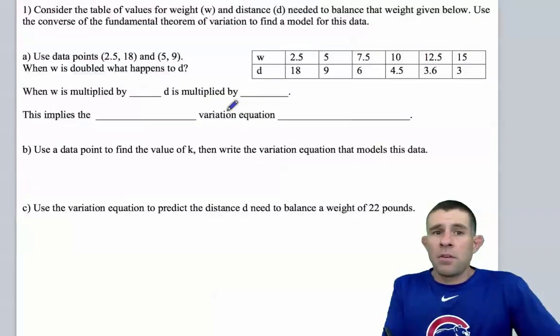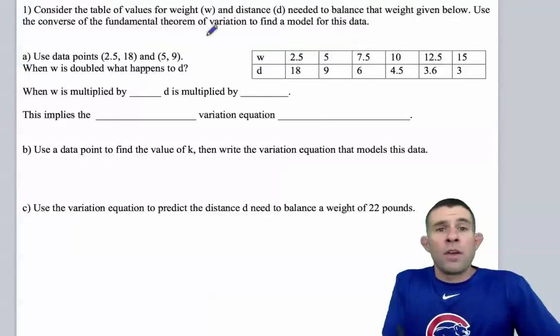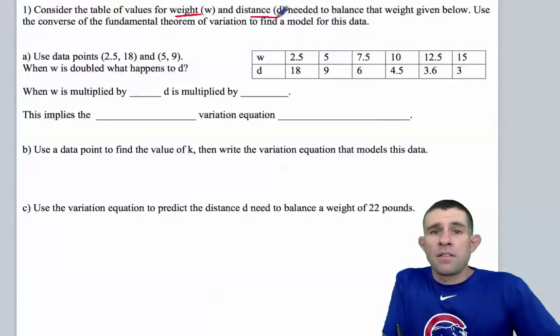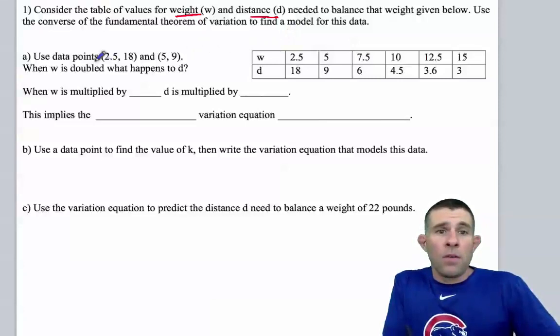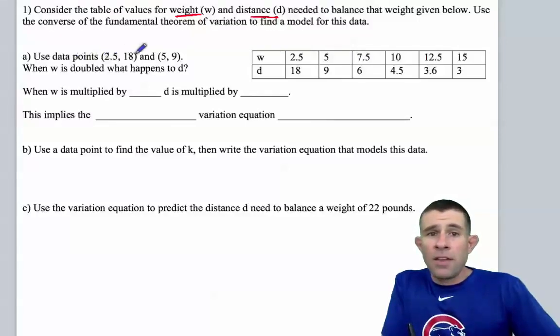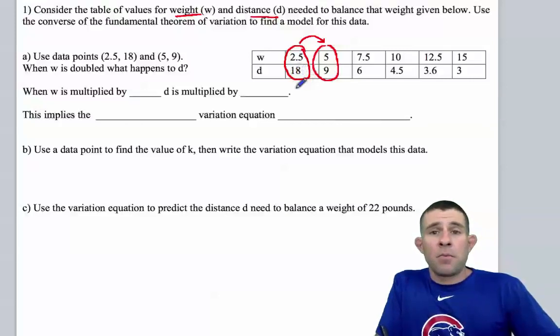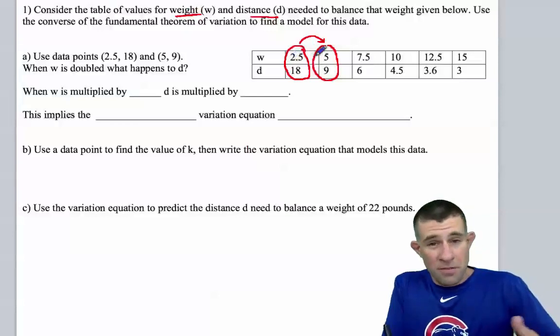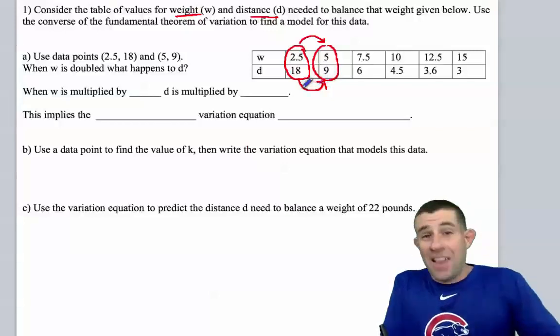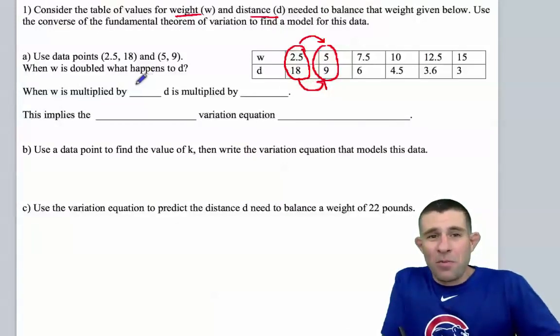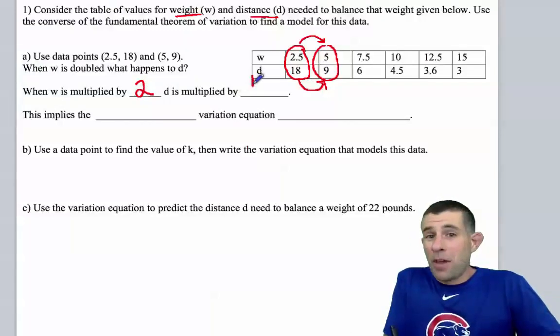Okay, in our next example, we're again given a data set and we're asked to consider the weights and the distances away from the center of a seesaw that is needed to balance these weights. Well, we're going to start off with the data points (2.5, 18) and (5, 9). W is our independent variable and D, our distance, is our dependent variable. So as we double W in order to go from 2.5 to 5, we see that D is being divided in half. So when W is multiplied by 2, D is being multiplied by 1/2.